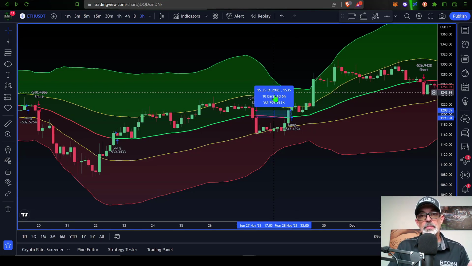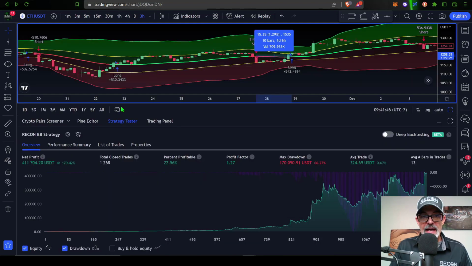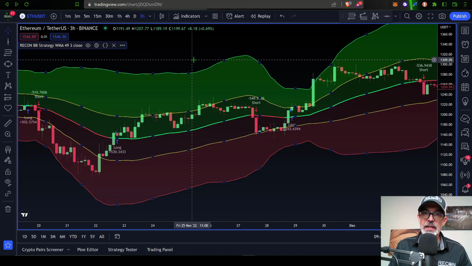What you will notice is my losers on this strategy are a lot smaller than my winners, which ends up giving me a very favorable risk versus reward ratio. So with that being said, we can actually jump over here to the strategy tester on TradingView down here at the bottom of the screen. If I give that a click, that will bring up the results for this particular strategy, and you can see that the net profit for this strategy being back tested would have been 41,170%.